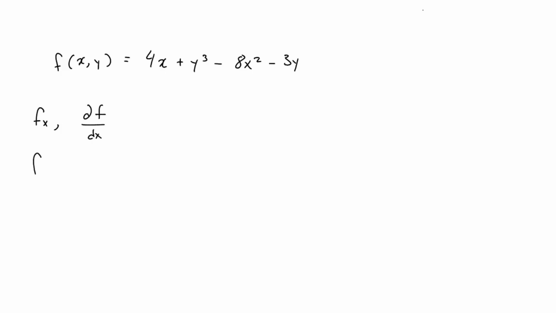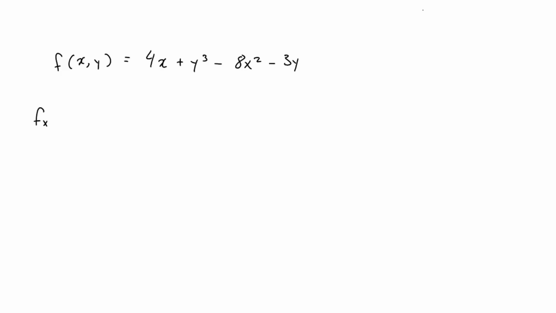And to find f_y, which can also be denoted like this, and actually set them equal to 0. From there, we'll get our x and y's for our critical points. So let's get to solving this. I'm going to be using this notation. So first, let's find f sub x.